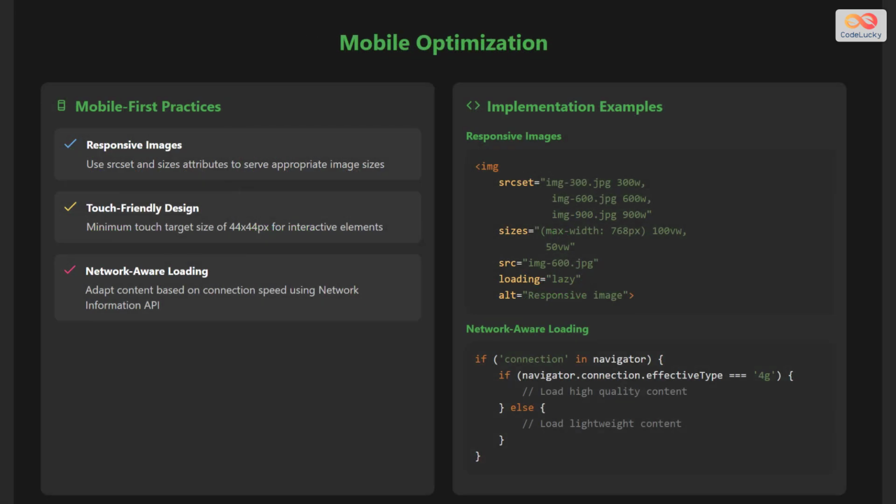Mobile optimization is crucial. Implement mobile-first practices. Serve responsive images by using the srcset and sizes attributes. Design for touch-friendly interfaces. Ensure a minimum touch target size of 44 by 44 pixels for interactive elements. Implement network-aware loading to adapt content based on connection speed using the Network Information API.